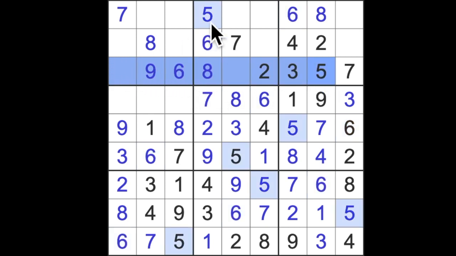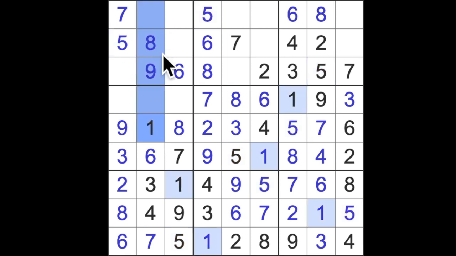Okay, we have 5 across here, 5 across here, and 5 up here, so here is our 5. 1 blocking up here and up here, so here's a digit 1. We'll finish this column here with 4, I think.